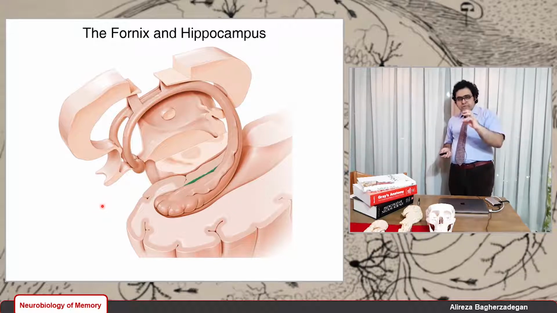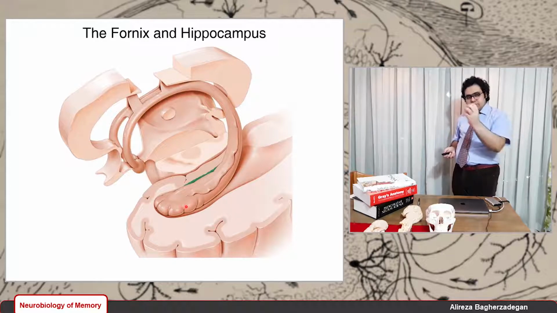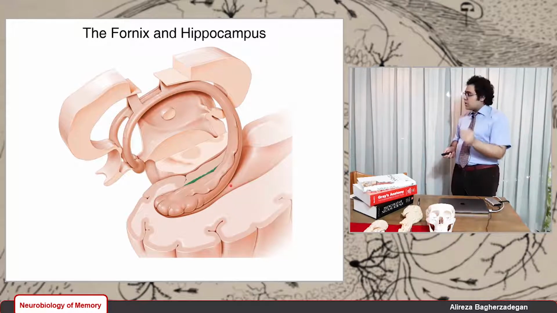And the fibers of the alveus. I'm just going to tell you how the hippocampus gives rise to the fornix. The outer layer of the hippocampus is called alveus. The nerve fibers of the alveus converge to form the fimbria. They converge together to form this fimbria here.